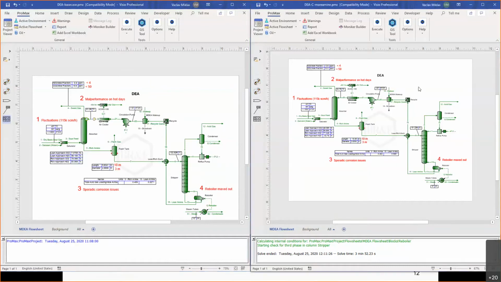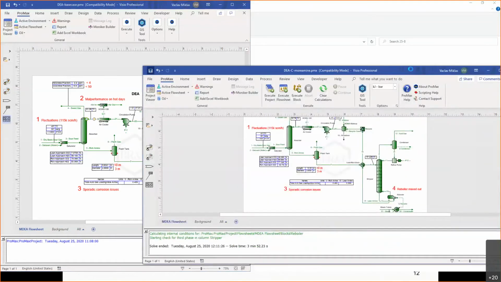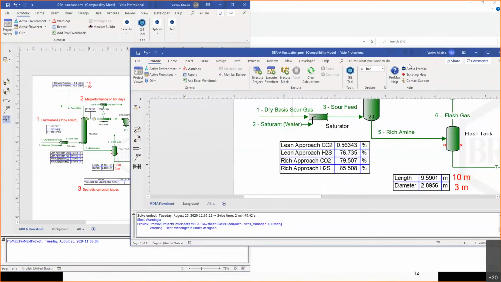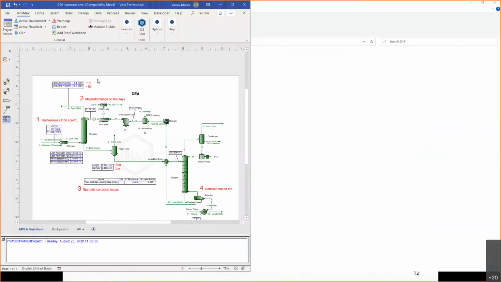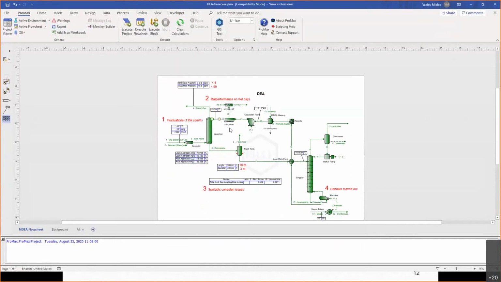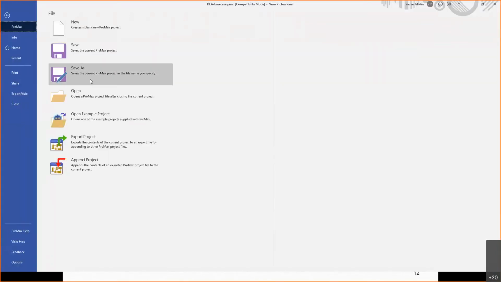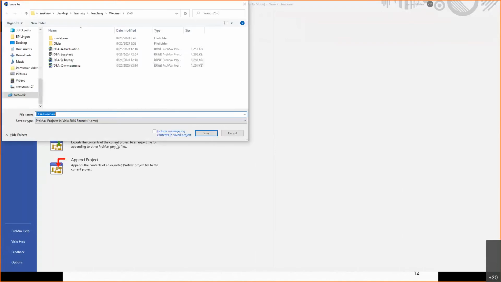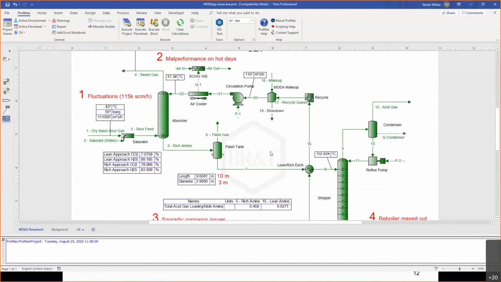So I'm going to save all these files I've created and close them. And now we're going to take this DEA base case and turn it into an MDEA piperazine base case. So I'm going to save it as, and I'm going to name it MDEA piperazine base case. And now we're going to do this dramatic change in reality, or make it seem really easy, in ProMax.